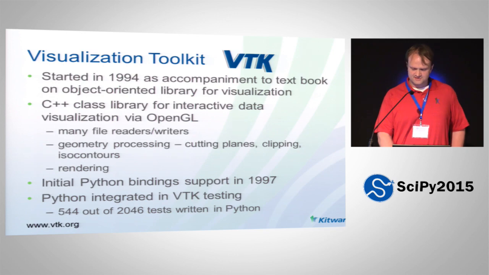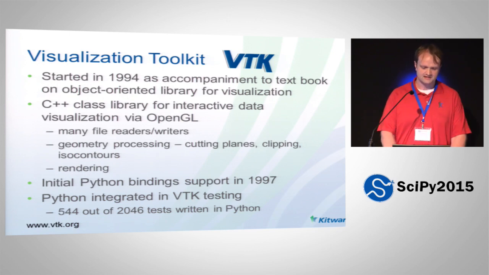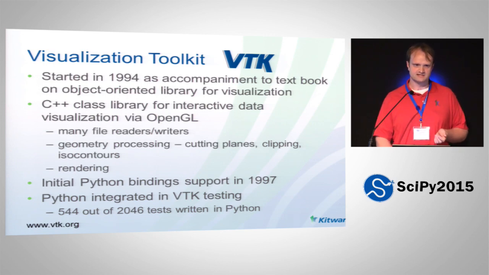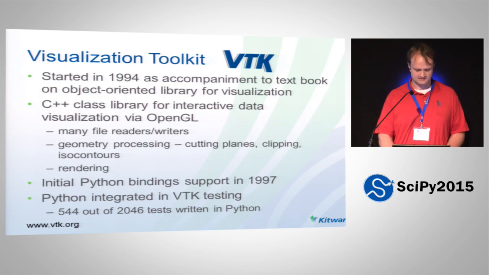So I was doing some research in the Git log for this talk, and I was surprised to learn that the initial Python binding support was available way back in 1997. So only a few years after VTK got started, we start to have support for Python. And today, Python is very much integrated into the VTK testing development. So there are actually 544 out of about 2,000 tests that are written in Python and get executed every time someone has a merge request.